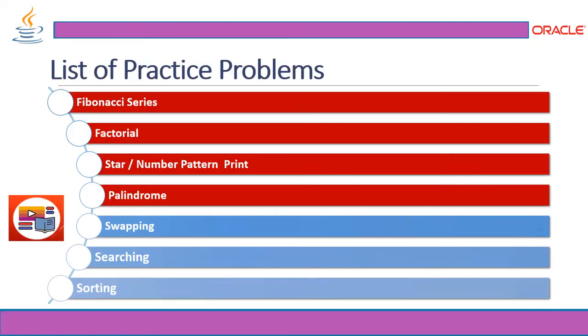So we are done with the palindrome. Next we'll see swapping, prime numbers, and many more.